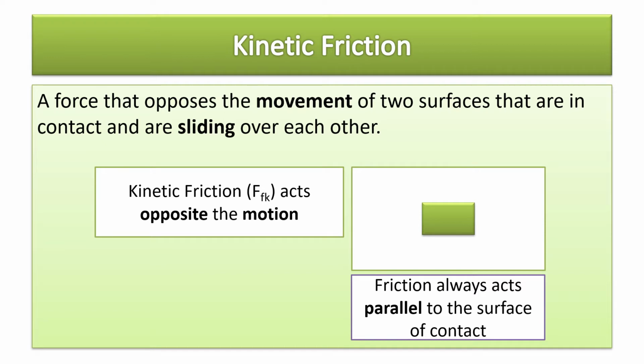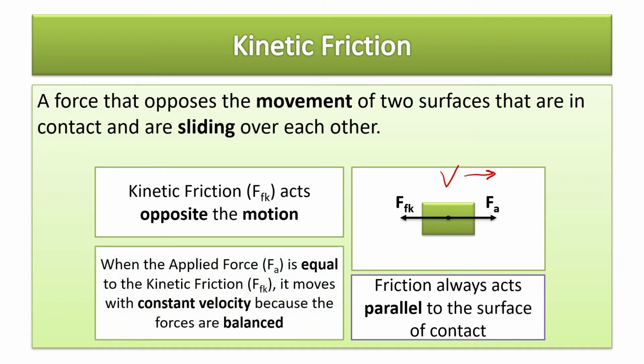Friction always acts parallel to the surface, just like before. So you have your applied force here, and you have the frictional force here. And the object is moving, so there's some velocity to the right in the same direction as the applied force, and the frictional force is opposing that motion. When the applied force is equal to the kinetic friction, so these two vectors are equal to each other, then it moves with a constant velocity because the forces are balanced.